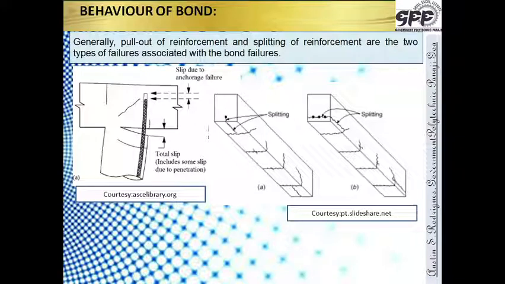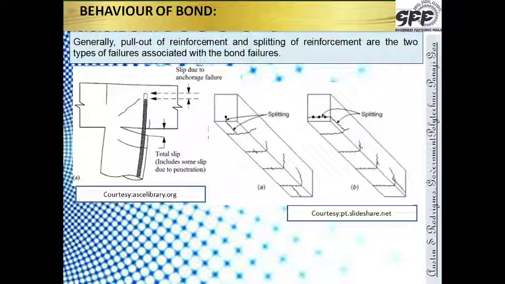Generally, pull out of reinforcement and splitting of reinforcement are two types of failures which are associated with bond failure. So as a result of this, we have either pull out of reinforcement or splitting of reinforcement as a failure of the bond. Now what is pull out? The bar gets pulled out like this. If you see, there is slippage and the bar is pulled out. The bar was originally in location, it is pulled out like this. Or splitting occurs, if you can see in the beam members, the splitting occurs from here like this and it continues further. So these two types of failures can be seen in this particular thing.